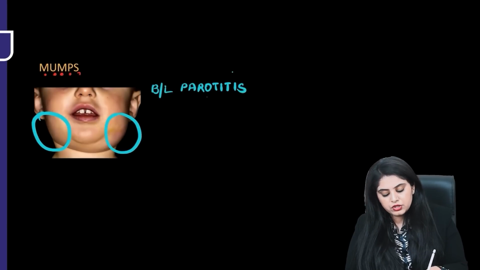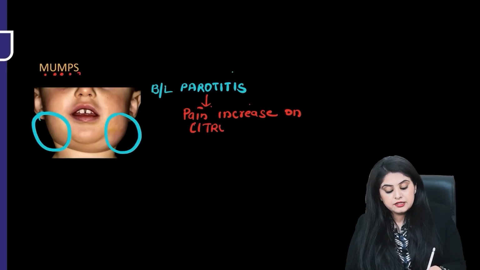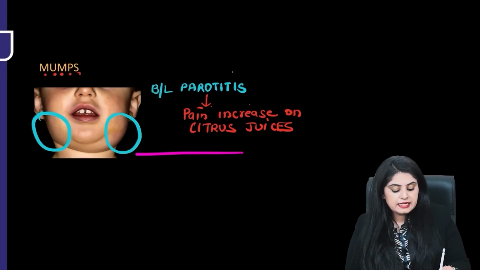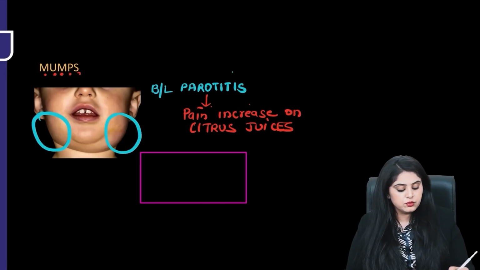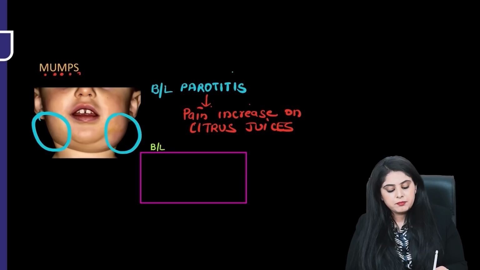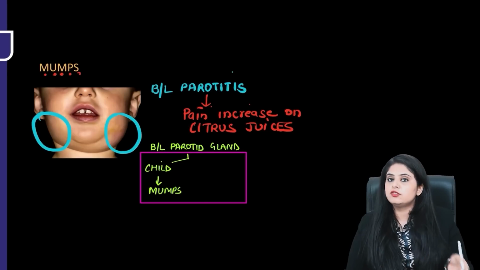There is one very important clinical dictum that you see, that these patients can also complain of pain, and this pain is increased on consuming citrus juices. Now I'll give you one clinical dictum which will help you a lot in surgery and other subjects also. Whenever there is a bilateral parotid gland involvement, you have to look out in the question for two things. Number one, if it is a child, the infection that you are going to think of is going to be mumps, which is in front of you.